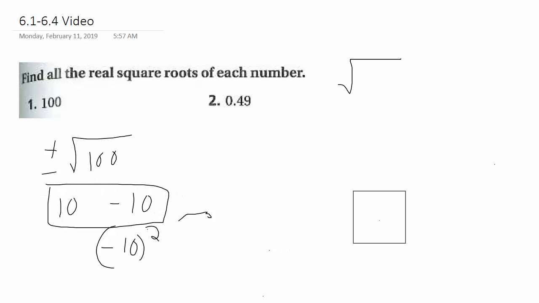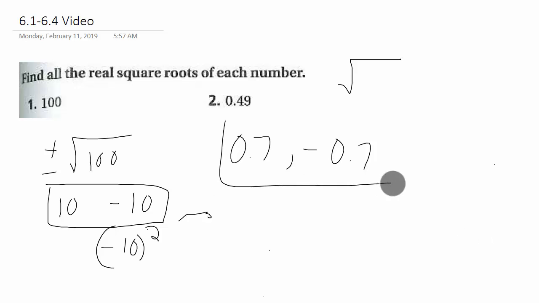For this one, the answers are, be careful with the decimals, 0.7 is one of them, and so is negative 0.7. So you could also write that shorter by just doing plus or minus in front of a 0.7, but just stressing that it's both a positive and a negative answer for these.